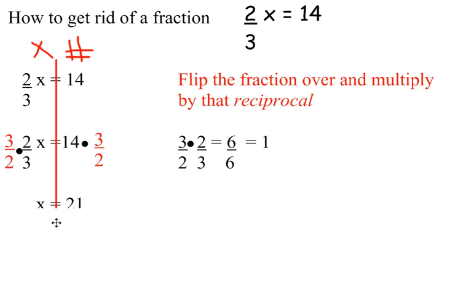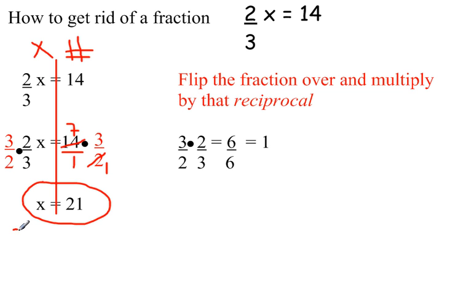So on the left-hand side, what you end up with is x equals 21. And that happens because I can do a little bit of cross-reducing. I can make any number into a fraction by putting it over 1, so that becomes 14/1. And 2 goes into 2 one time, 2 goes into 14 7 times, and you get 7 times 3, which is 21, and that's your answer.